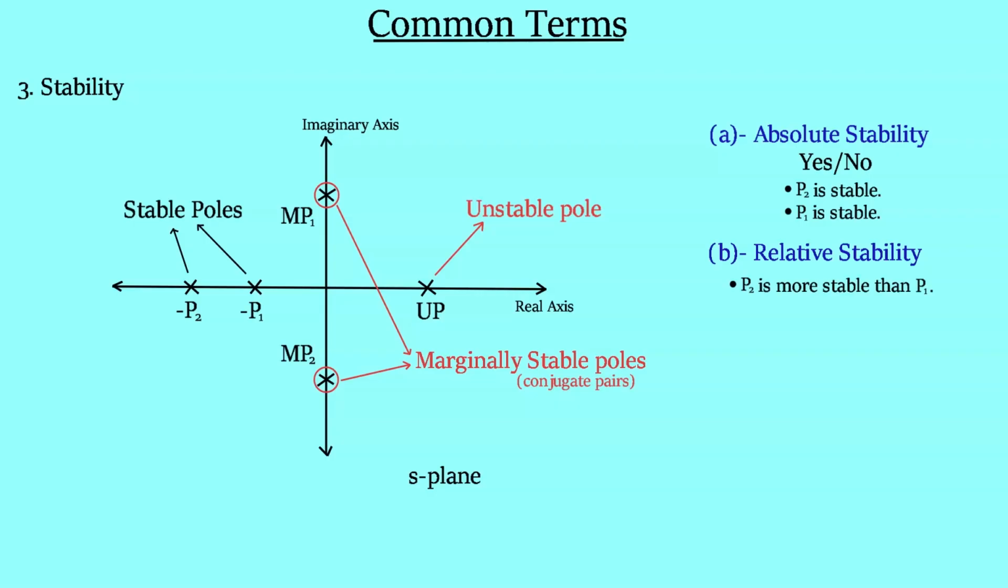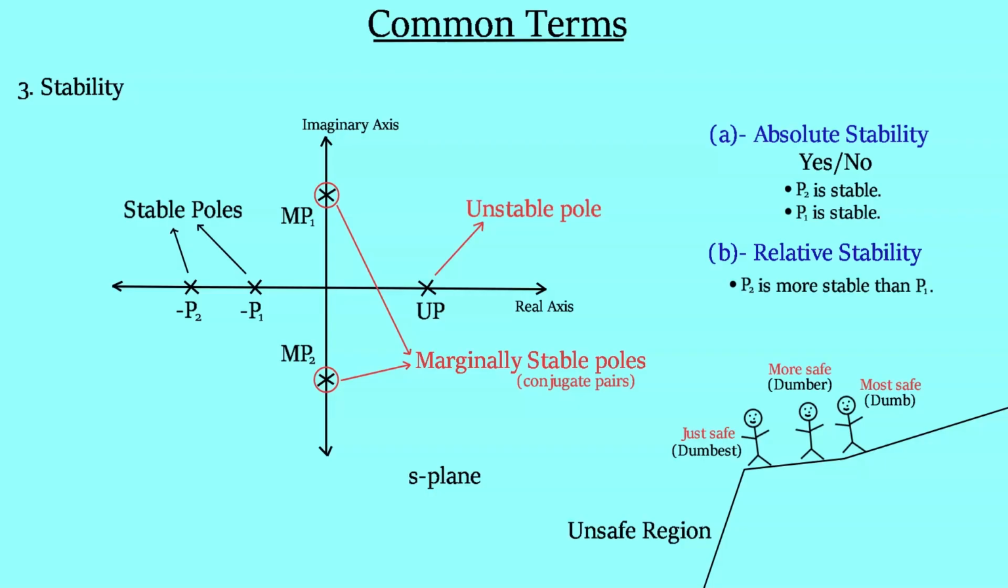It is quite easy to remember this point, but still there is an analogy. Suppose that there are three guys who went for trekking and found a cliff on the mountain. Obviously, the person who is most distant from the cliff is most secure. The same reasoning applies here. The pole which is most distant from the imaginary axis is most stable.